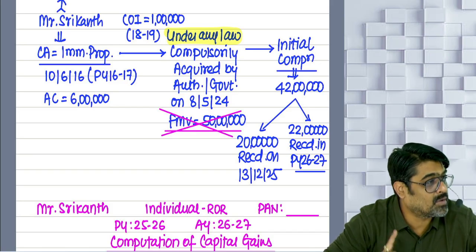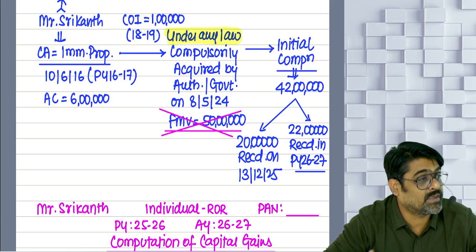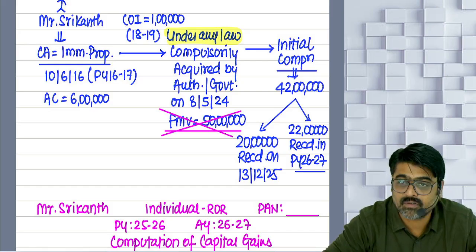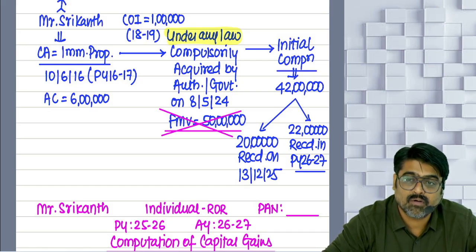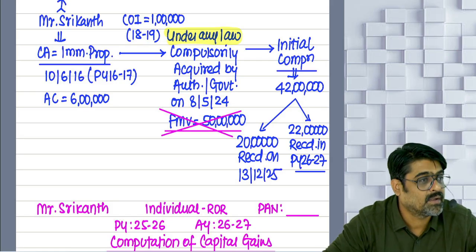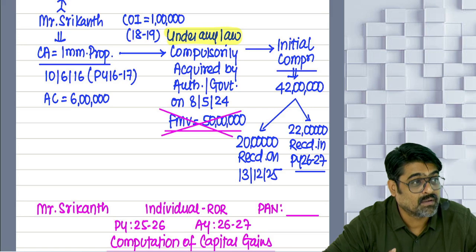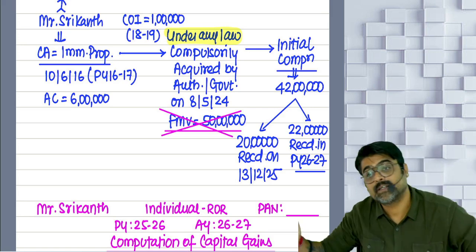The court has ordered the authorities to make the initial compensation 55 and give the assessee enhanced, additional compensation. Will the authorities or the government obey this order? Yes. Court's order, everyone has to obey. So now the government will give extra compensation. Is it the income of Shrikant? Taxable? Under which head? Please think and then answer.